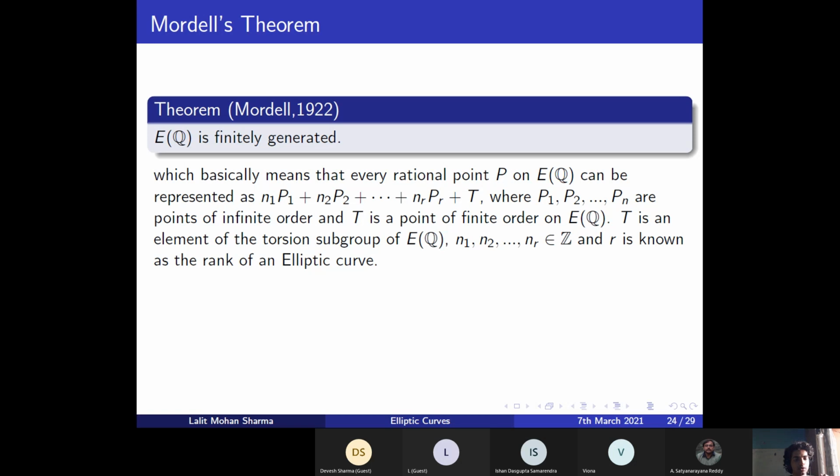So, okay, why do we have this distinction? Why do we have points of infinite order as well as points of finite order? So it turns out that an elliptic curve can have points of finite order as well.